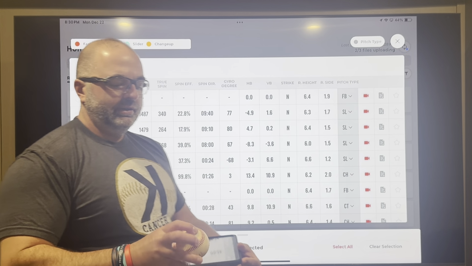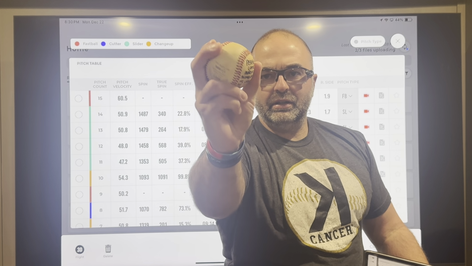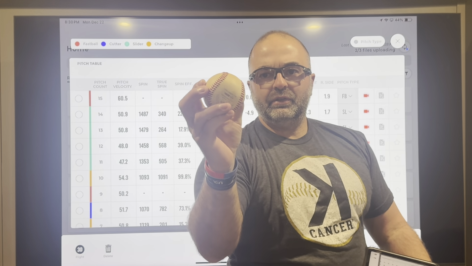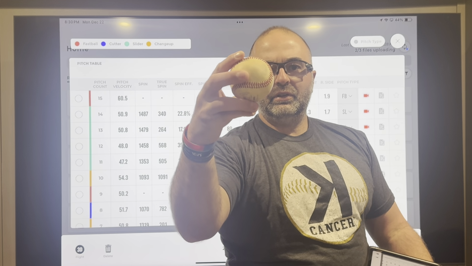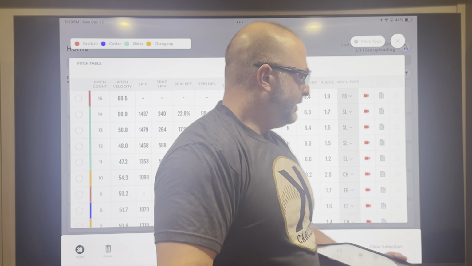Your difference, if I'm throwing this to you, the slider is going to be out here, and the curveball is going to be out here, right? Difference of spin like this versus spin like this, or some sliders are going to come in like that, right? There's big variation on sliders.